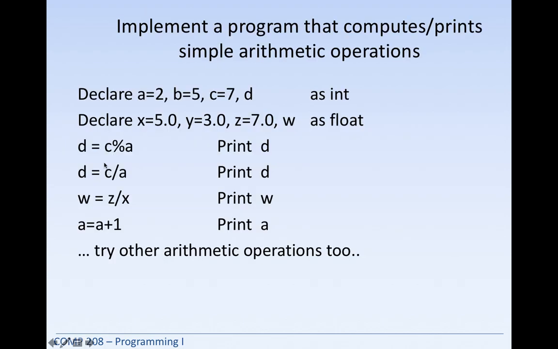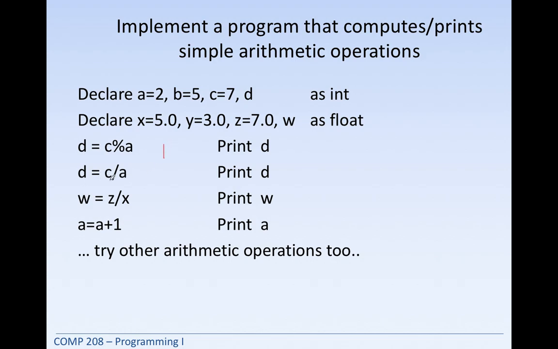Yeah, so the result of D is going to be, I assume you have paused and tried this. So D was going to be 5.0 modulus A. 5 modulus 2 is actually, yeah, exactly, it's actually 1. Yes, so 5 modulus 2 is 1.